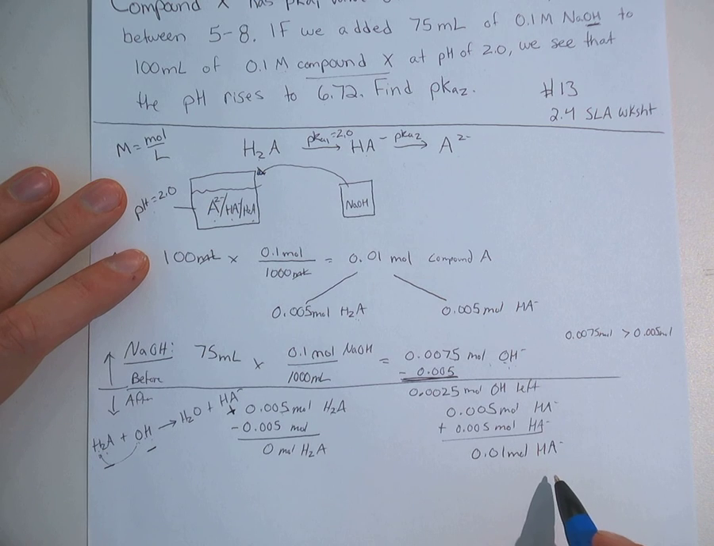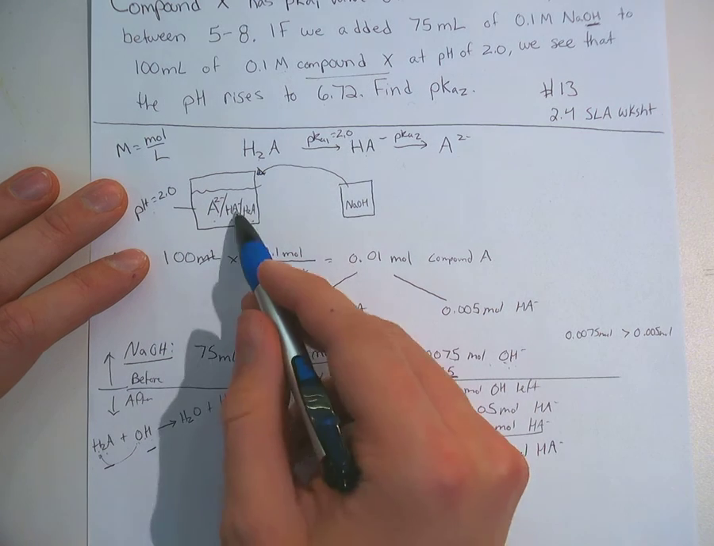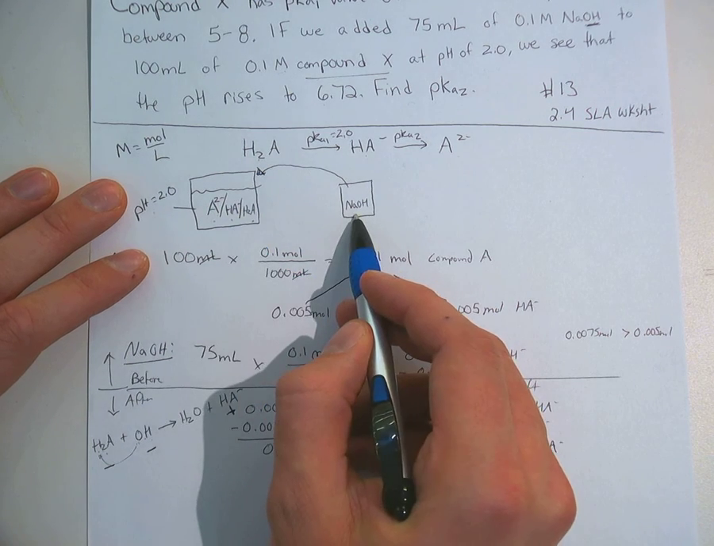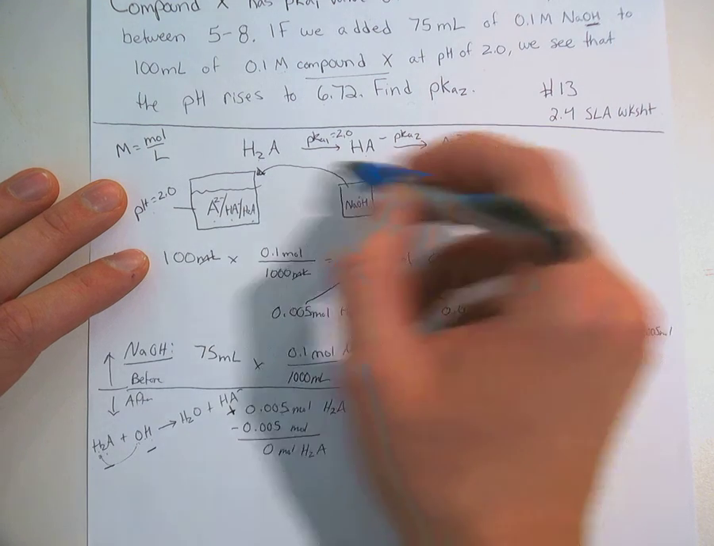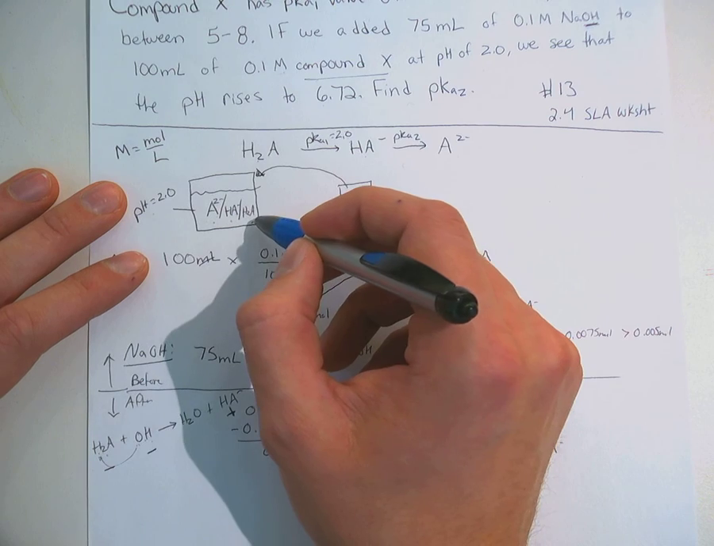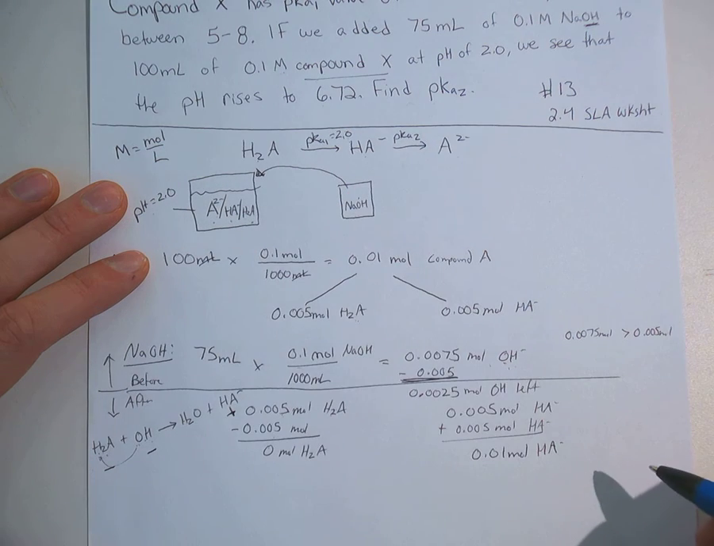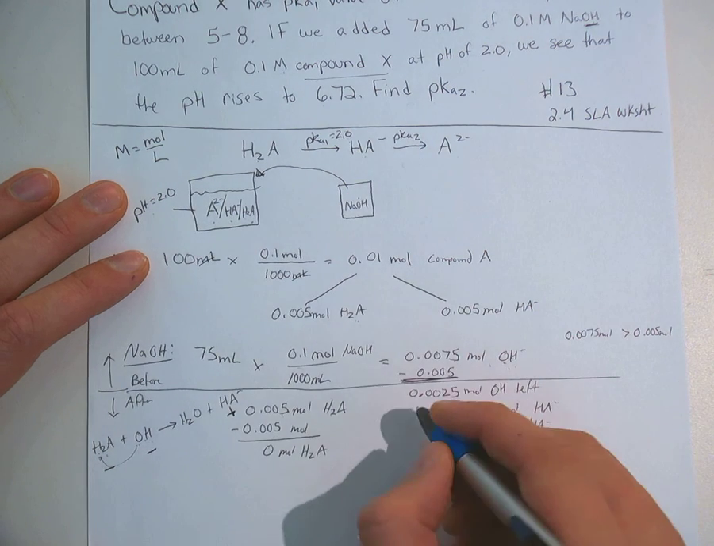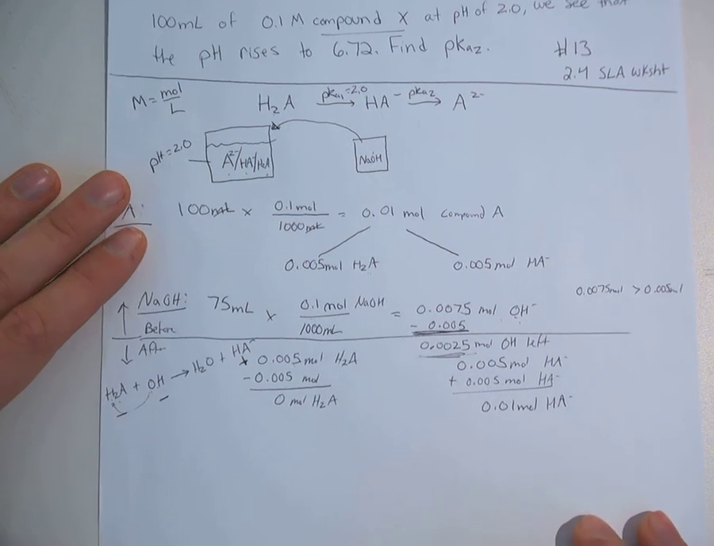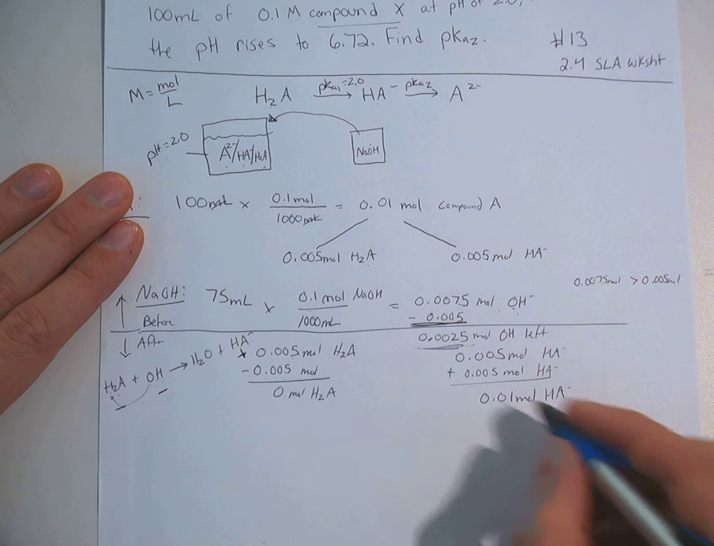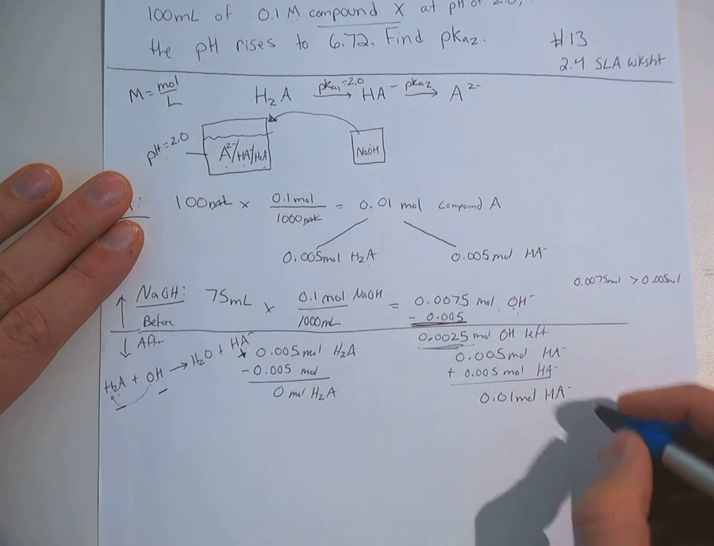So what do I have in my solution right now? I've added in 0.005 moles of my base into my solution. So I'm actually left with some of my base left to react. I said I got 0.0025 left. So I've got to finish accounting for that. So this base is going to react with what's now my acid.